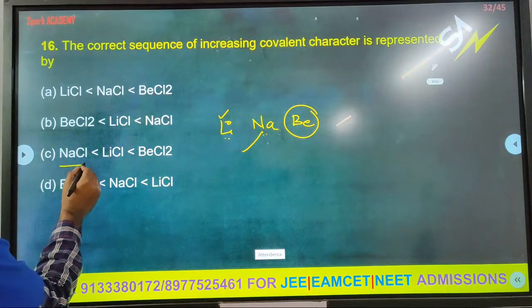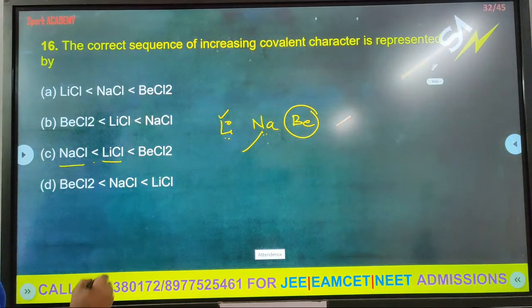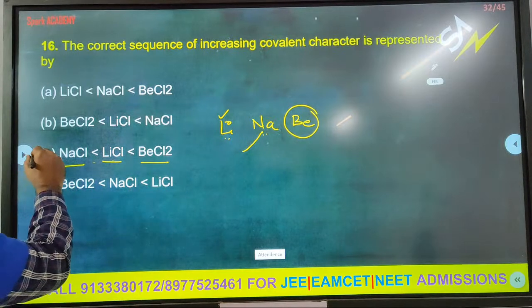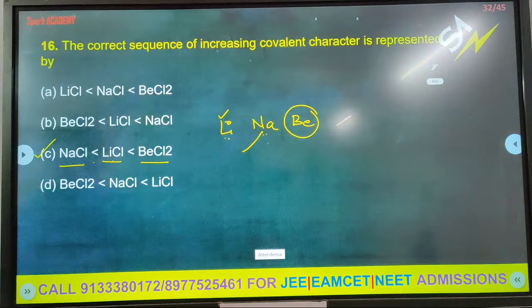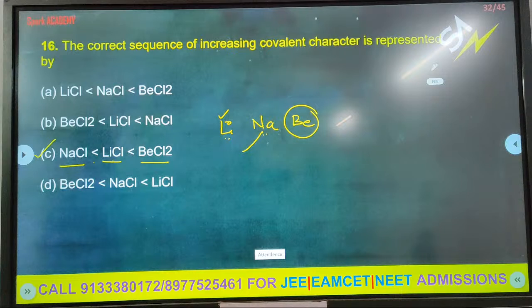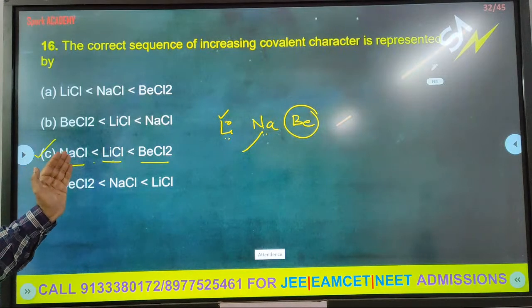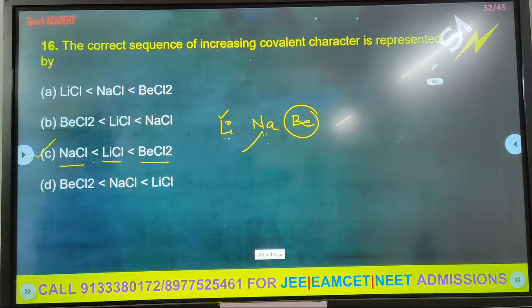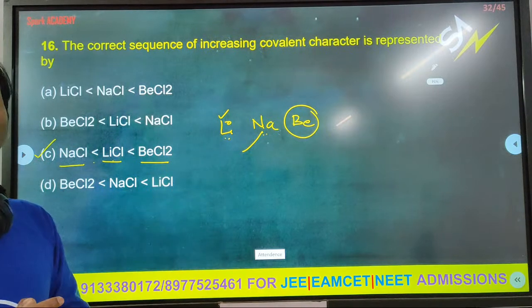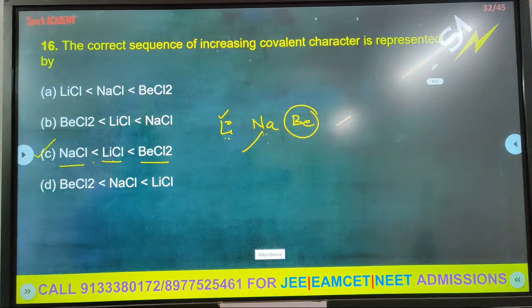Then NaCl is less than lithium chloride, and lithium chloride is less than beryllium chloride. So the answer to question number 16 is C. Because NaCl is more ionic, BeCl2 is more covalent. From NaCl to lithium chloride to beryllium chloride, that is, from sodium chloride to beryllium chloride, covalent character increases.